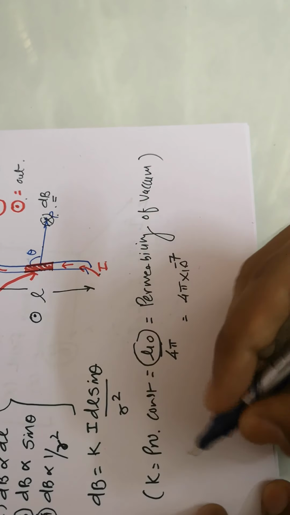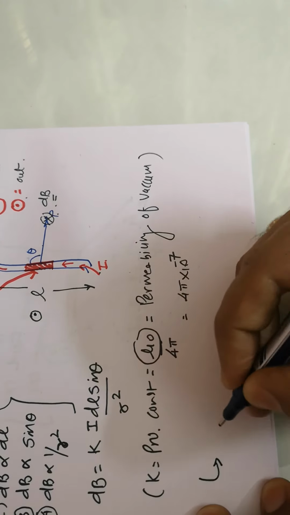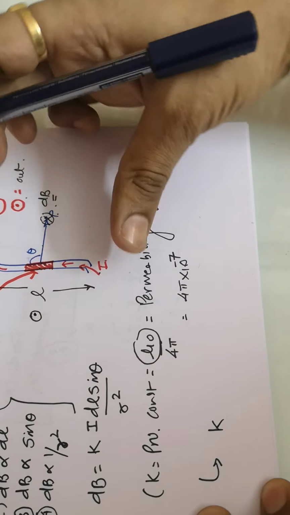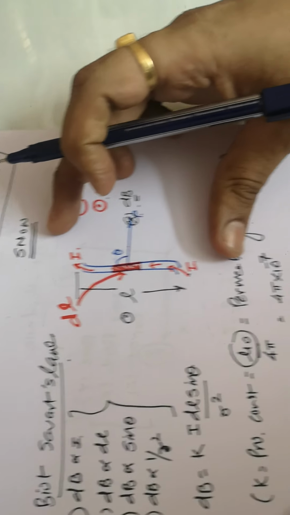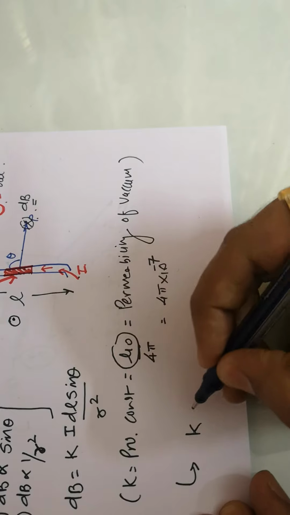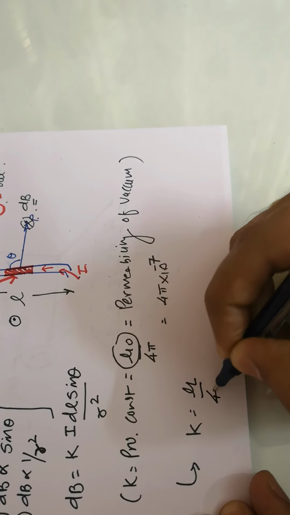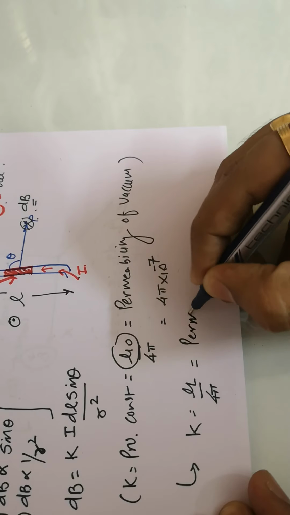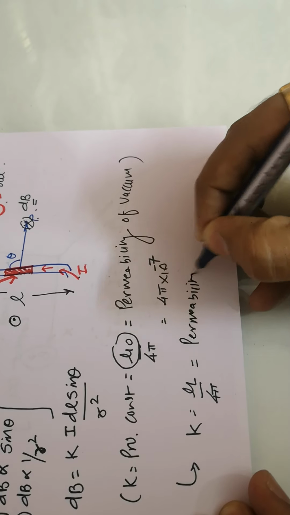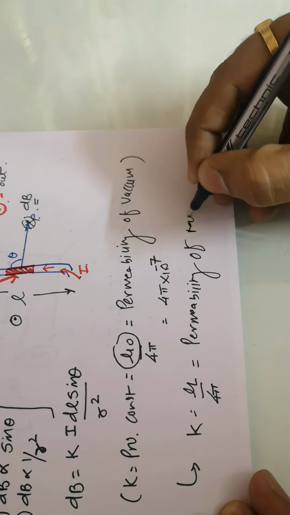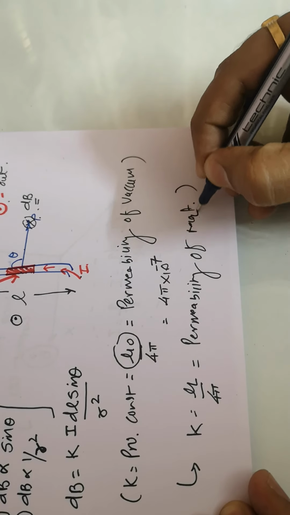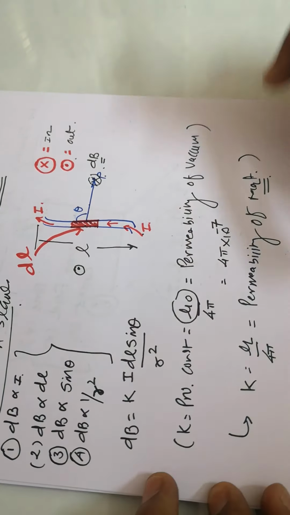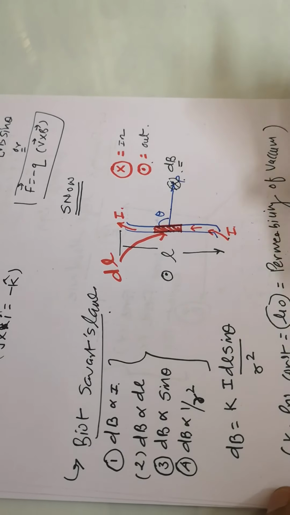If the arrangement is placed in a medium instead of a vacuum, the equation will still be mu 0 by 4 pi, but with the permeability of the material. Yes, we will go into that part later: what is the relation between them. So I am putting the value of k as mu 0 divided by 4 pi.